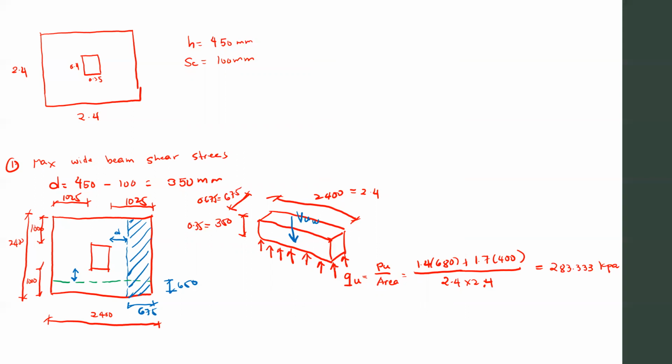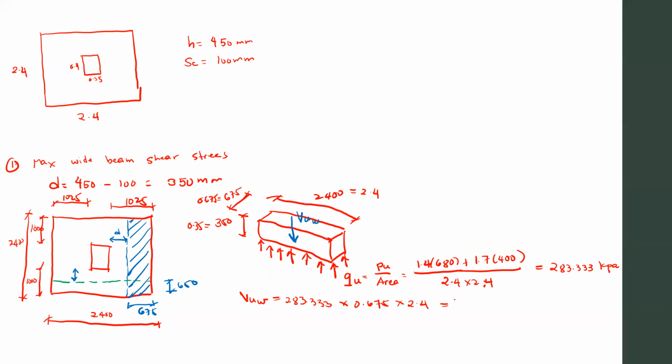2.4 by 0.675. So therefore, your VU sub W is equals to 283.333 multiplied by 0.675 multiplied by 2.4. Again, yung VU sub W is yung stress times area. So, yung stress mo sa ilalim or yung pressure mo sa ilalim is basically yung QU mo. Okay? Pero ano yung area? Yung area is yung contact area to the soil. Yung contact area sa soil, ito.